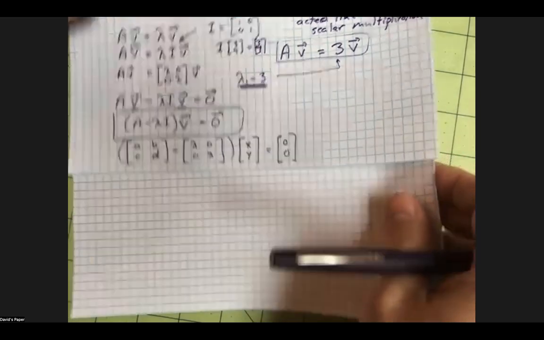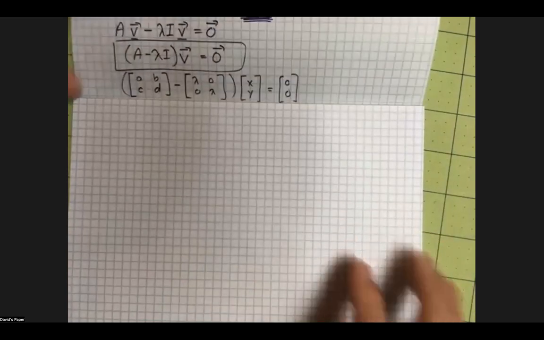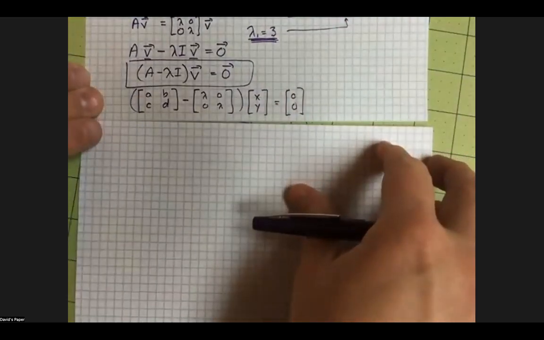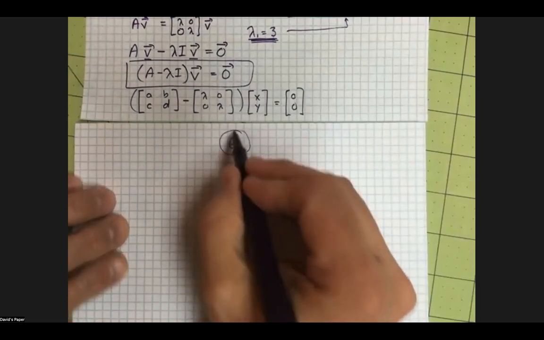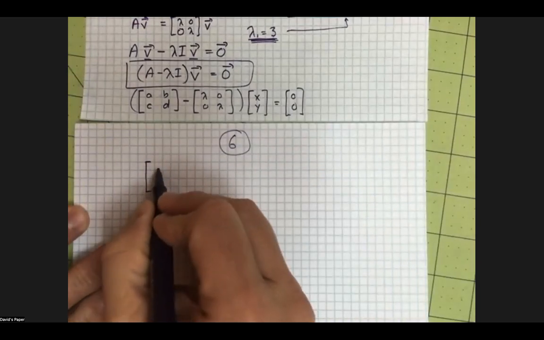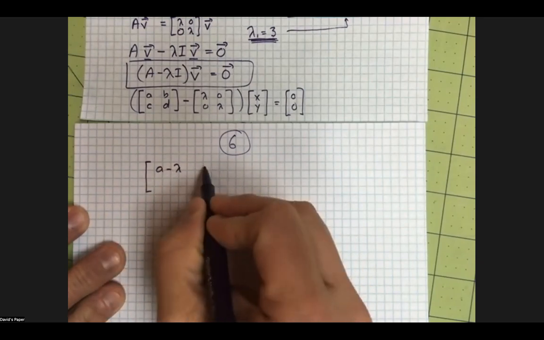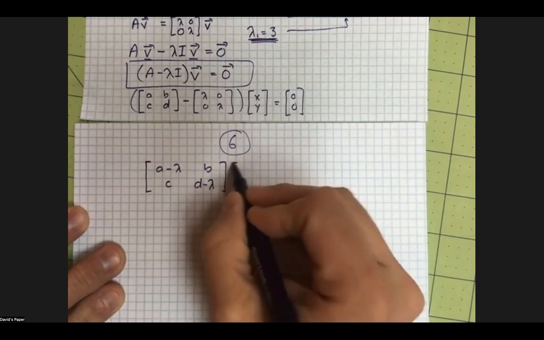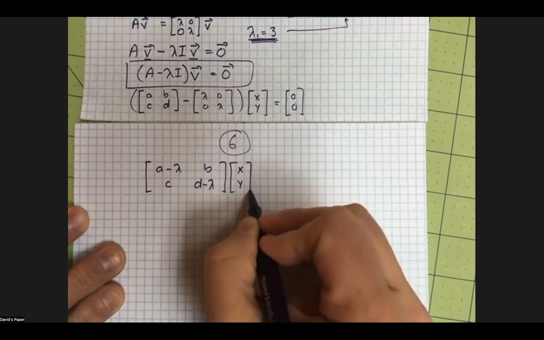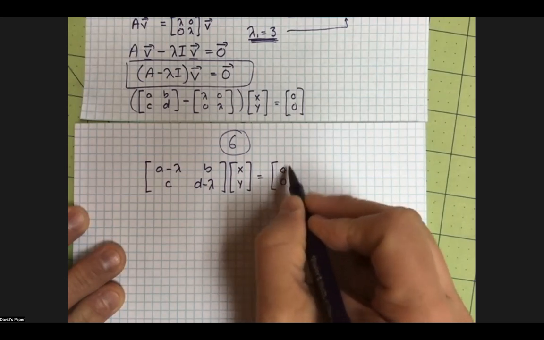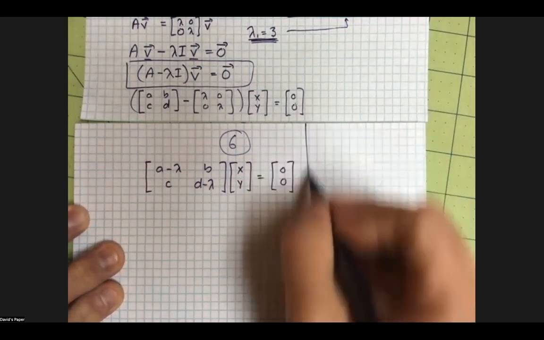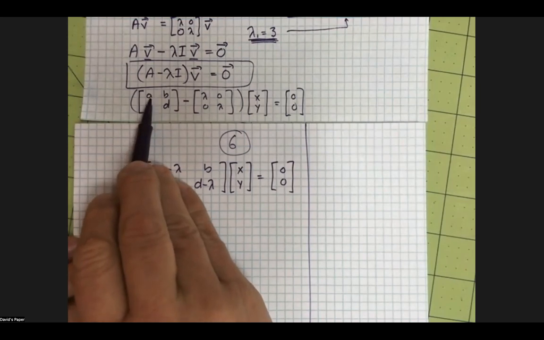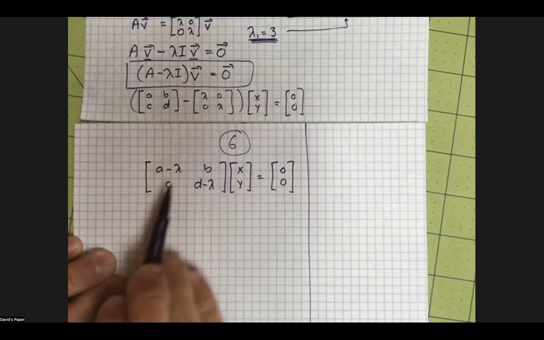So what I'm doing when I try to set up this equation, let me slide down to the next paper. Try to keep things centered. What I'm doing is trying to solve this equation, A minus lambda, B, C, D minus lambda, times x, y, equals 0, 0. Now I've got to understand what this represents, but you see I've made the A minus lambda, B, C, D minus lambda. All I did is take A, B, C, D, subtract lambda, 0, 0, lambda. That's how I created this matrix.